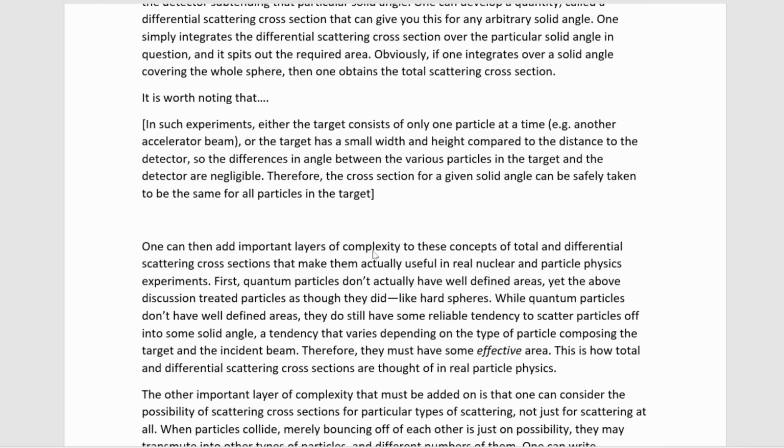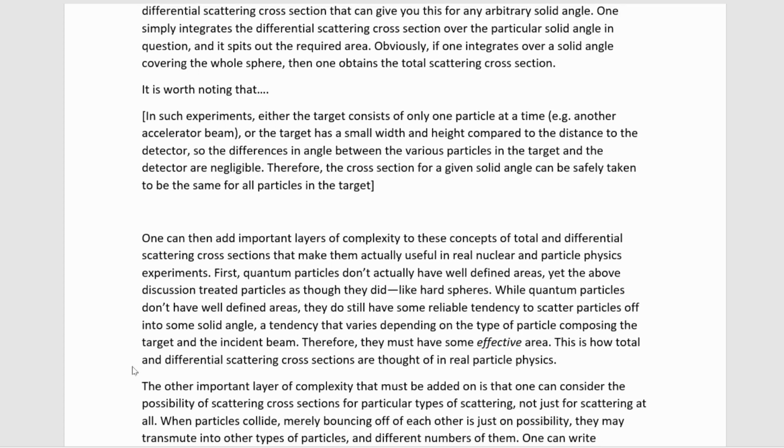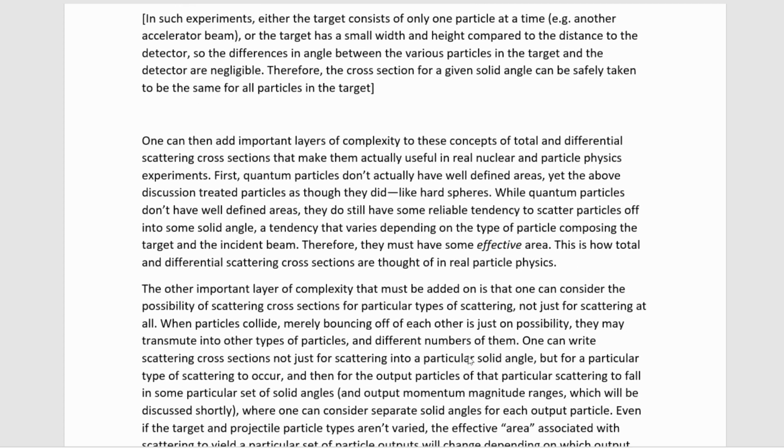One can then add important layers of complexity to these concepts of total and differential scattering cross-sections that make them especially useful in real nuclear and particle physics experiments. First, quantum particles don't actually have well-defined areas, yet the above discussion treated particles as though they did, like hard spheres. While quantum particles don't have well-defined areas, they do still have some reliable tendency to scatter particles off into some solid angle, a tendency that varies depending on the type of particle composing the target and the incident beam. Therefore, they must have some effective area. This is how total and differential scattering cross-sections are thought of in real particle physics.